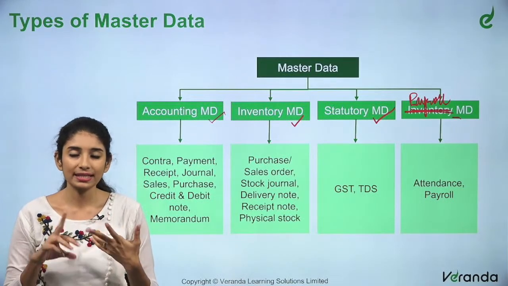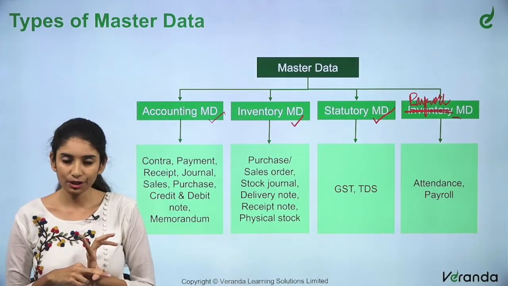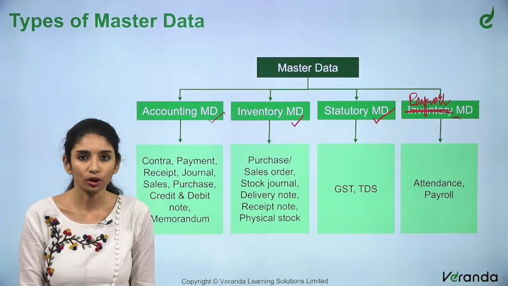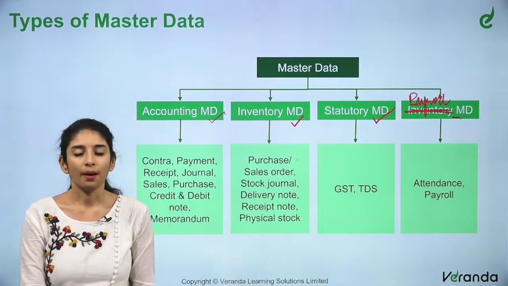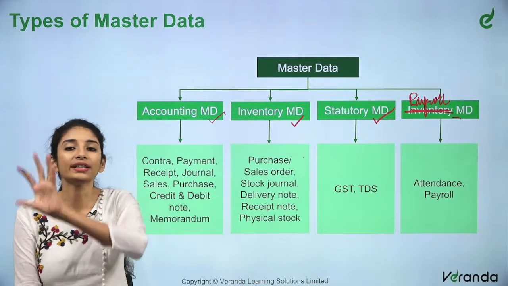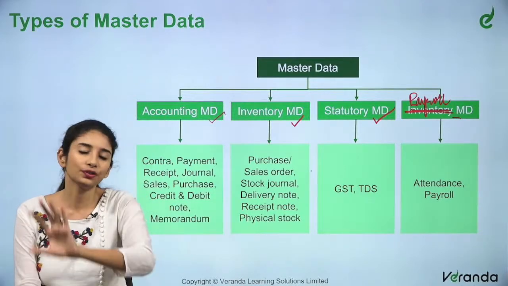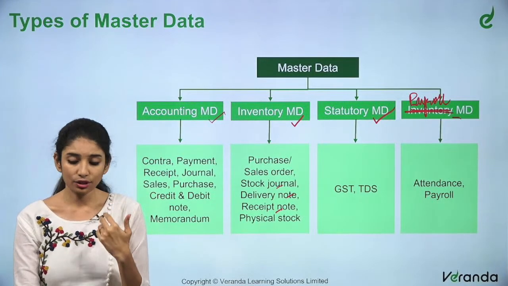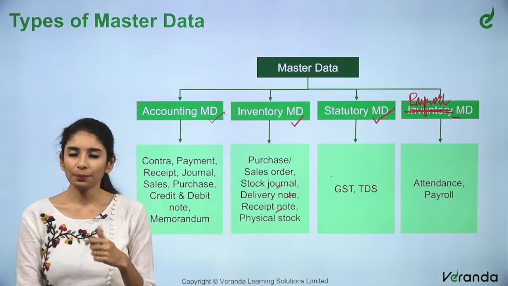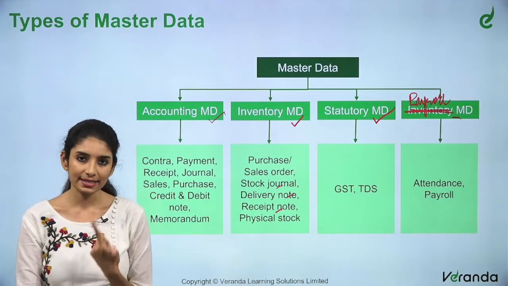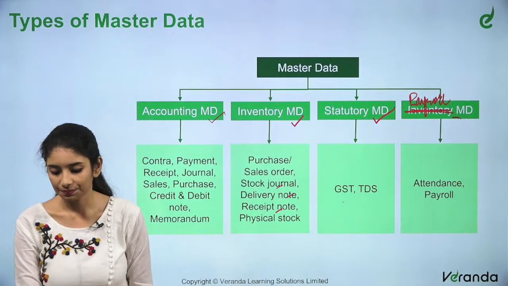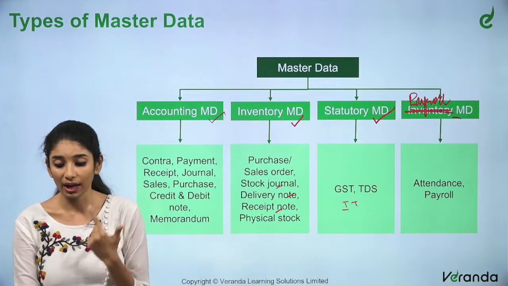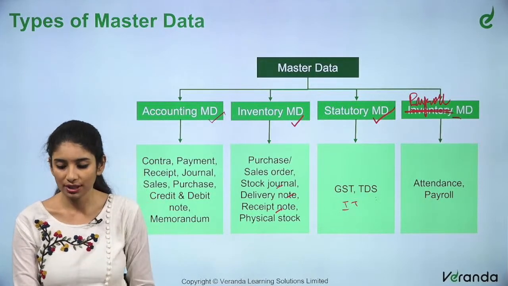Contra, payment, receipt, you have debit note, credit note, you have journal vouchers, all the sorts of accounting vouchers that are possible. Inventory master data: purchase, sales, everything which is linked to the raw materials, finished goods, inventory. Delivery note, stock journal, receipt note. Statutory master data would be all my taxes, GST, TDS, income tax, all the heads or the accounts that I open for the statutory data.